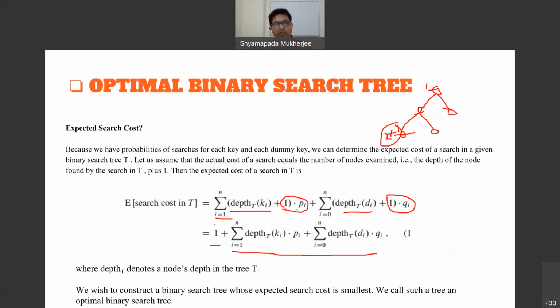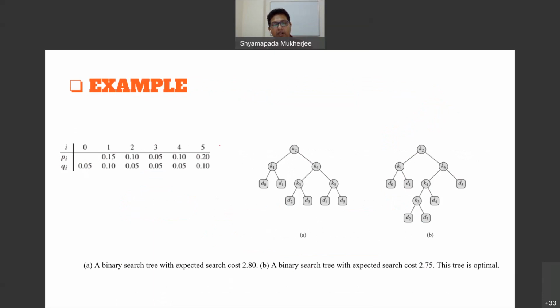We want to construct an optimal binary search tree which will give the minimum expected search cost. This is our objective. As I said, there are many trees we can construct, so we need to find the best or optimal one. Let's take an example with 5 keys. We have keys 1 to 5, and 0 denotes d0 for the unsuccessful search, the key value we are trying to find which is less than key 1. Each node is associated with a probability, and each dummy key starting from d0 is associated with a particular probability.